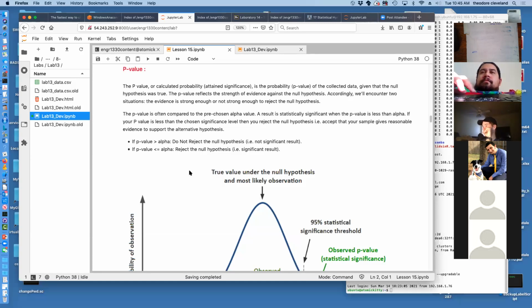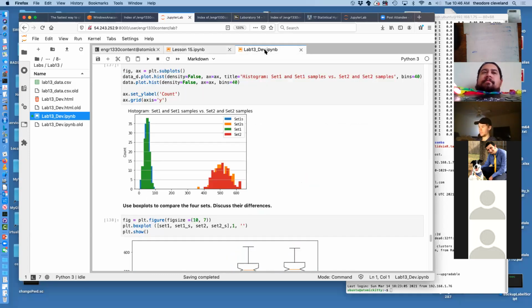Accordingly, we will encounter two situations. We have strong evidence to reject the null hypothesis, or we do not have strong evidence to reject the null hypothesis. Let me take you on a thought lesson back to our set 1 and set 2 pictures. Remember, set 1 was the blue and green, all centered at 50, ranging between 0 and 100. And set 2 was the orange and gold, and it ranged from 400 to 600, I think. Oh, actually, I've got it right here on the Pictionary.